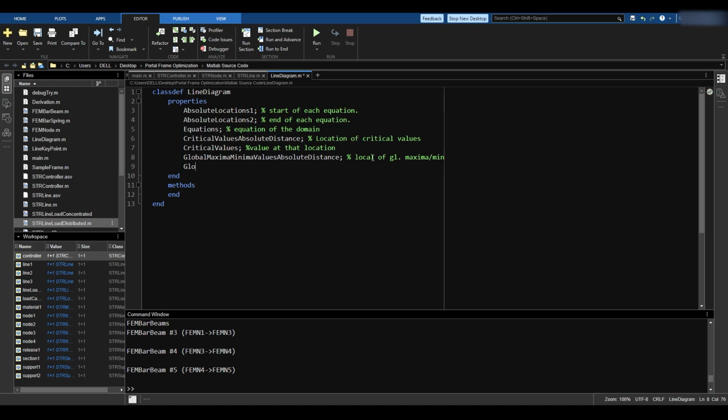And here, of course, I will basically say global maxima, minima values, and this is values of global maxima or minima. Fantastic. Now, those are the things I would need for a diagram. Now, here for the methods, first of all, I need to have a constructor. So function object equals line diagram, and I'm gonna keep it as void. Nothing is needed here.